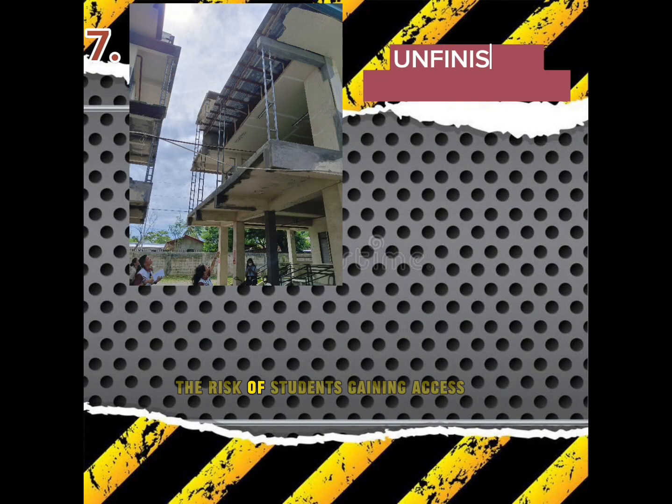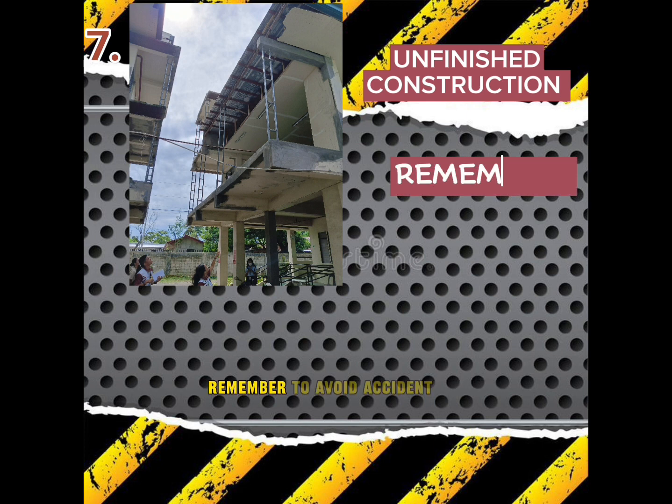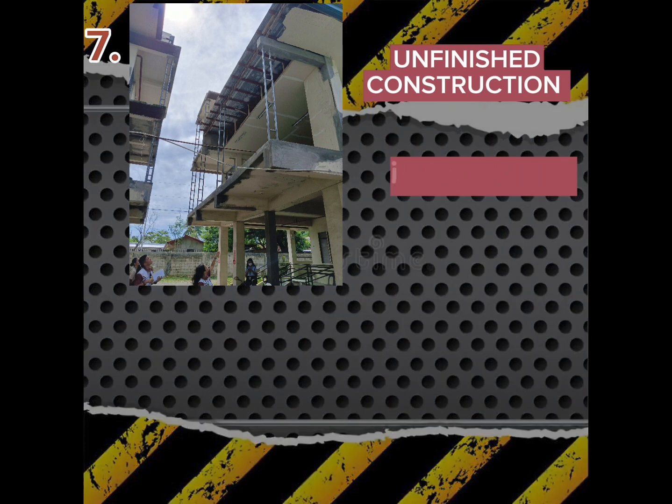Seventh, unfinished construction. The risks include students gaining access to construction or maintenance areas, danger of items dropped from work at height, excessive noise, dust, or other forms of disturbance creating disruptions for staff and students, especially at exam times. Remember, to avoid accidents, you must stay away from the unfinished construction building, especially when there is an earthquake.